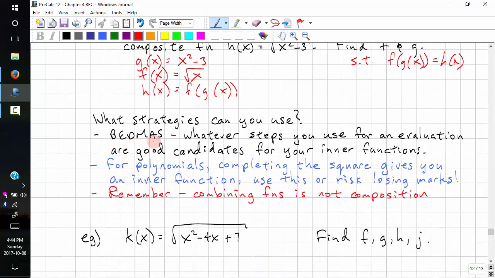We can use BEDMAS, and whatever steps we use for an evaluation, they're good candidates for our inner functions. And for polynomials, completing the square gives you an inner function. And that's actually specifically for quadratics. And use this or risk losing marks. Remember that combining functions is not a composition.